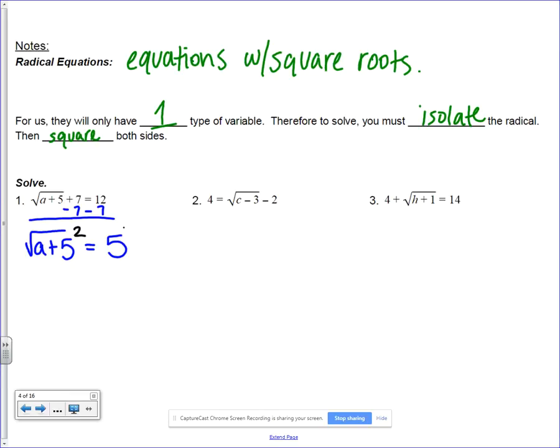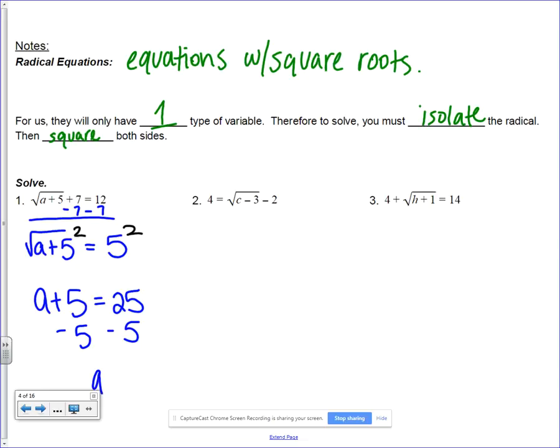You're going to square both sides. When you square a square root, it cancels out. So now I just have a plus 5 equals, what is 5 squared? 25. Nobody's going to tell me that 5 squared is 10, right? I hope not. So now what are you going to do to solve?